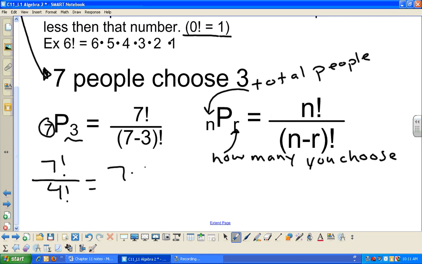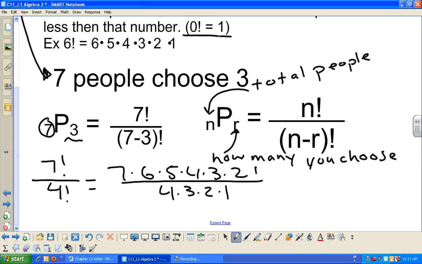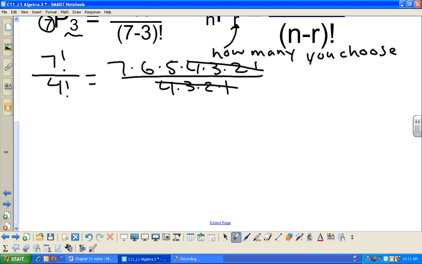So if I write this out, I can cross out the 4, 3, 2 on both top and bottom. So I'm just left with 7 times 6 times 5, which would be equal to 210.